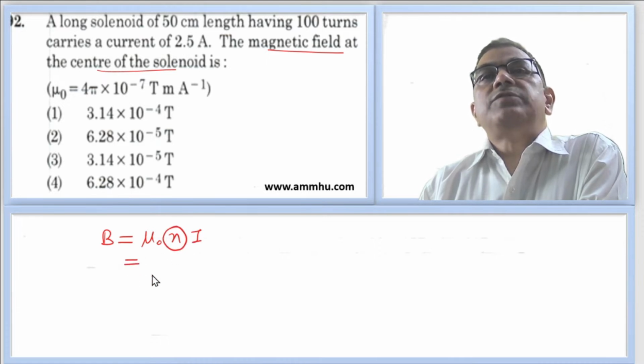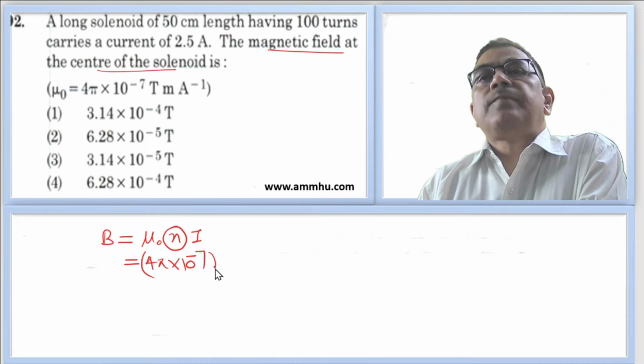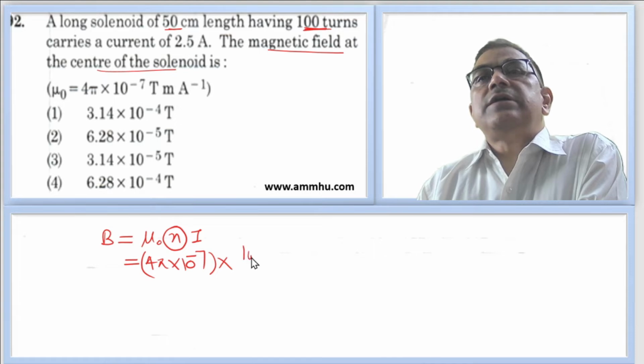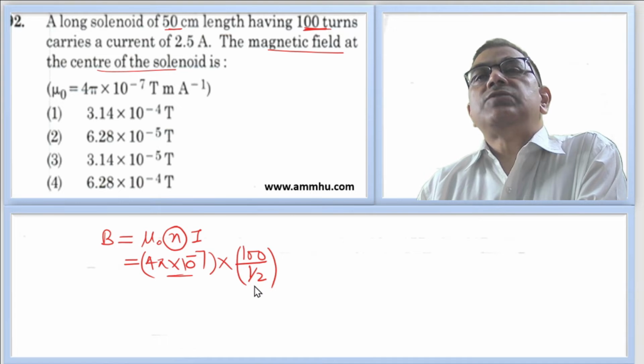Let's substitute values of all the given numbers. This is 4 pi into 10 to the power minus 7, and there are 100 turns in 50 centimeter. So this is 100 turns in 50 centimeter, which means 1 by 2 meters. Is that right? So this becomes the number of turns per unit length. I am using SI units only, so that is why this has been written in meters, and i happens to be 2.5 amperes.